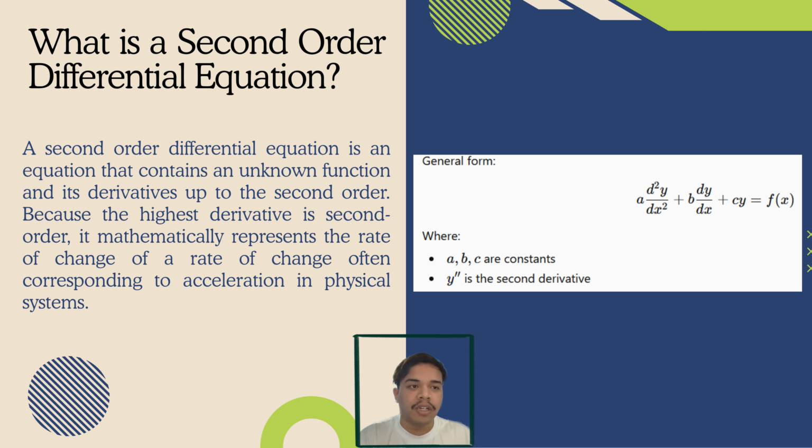And the third one is the complex root. The general solution for this root is y equals e to the power of alpha x times (a cos beta x plus b sin beta x), and the mathematical condition for this root is b squared minus 4ac less than 0.